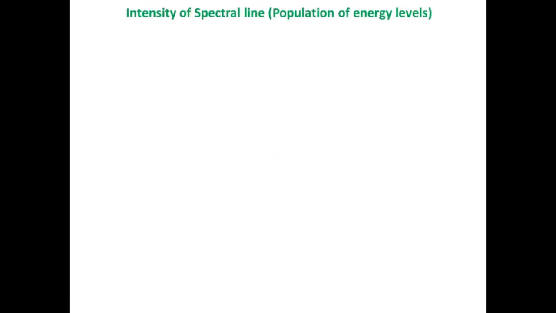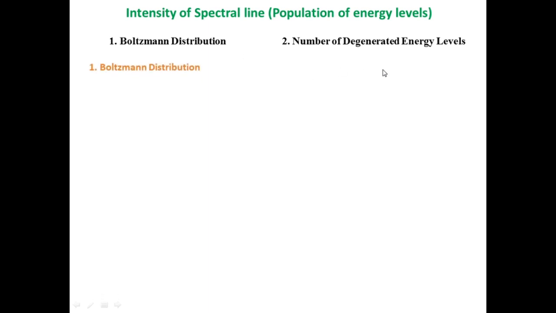Next, we are going to discuss intensity of spectral line. The intensity of a spectral line, that is the intensity of rotational spectrum, depends on the population of energy levels. The population is expressed by two terms. One is the Boltzmann distribution, and the second one is the number of degenerate energy levels.